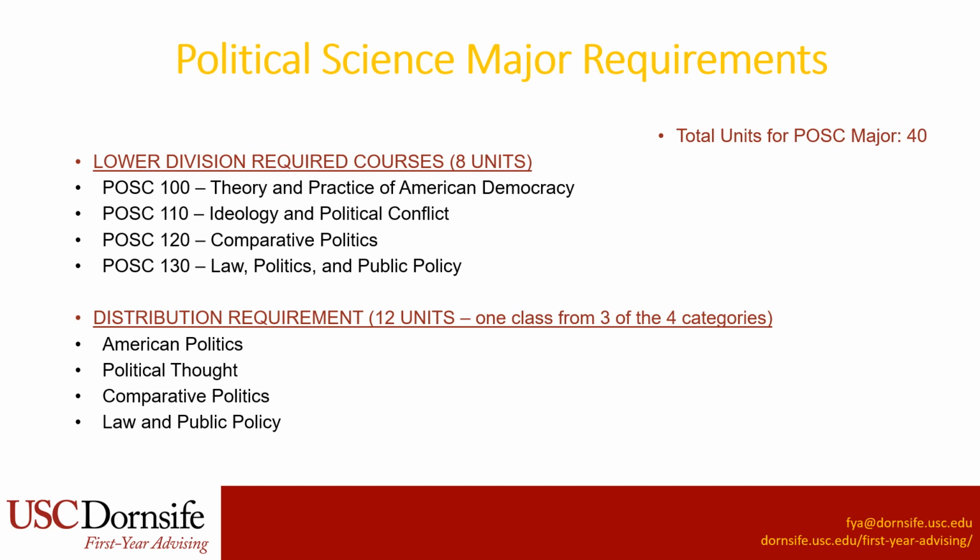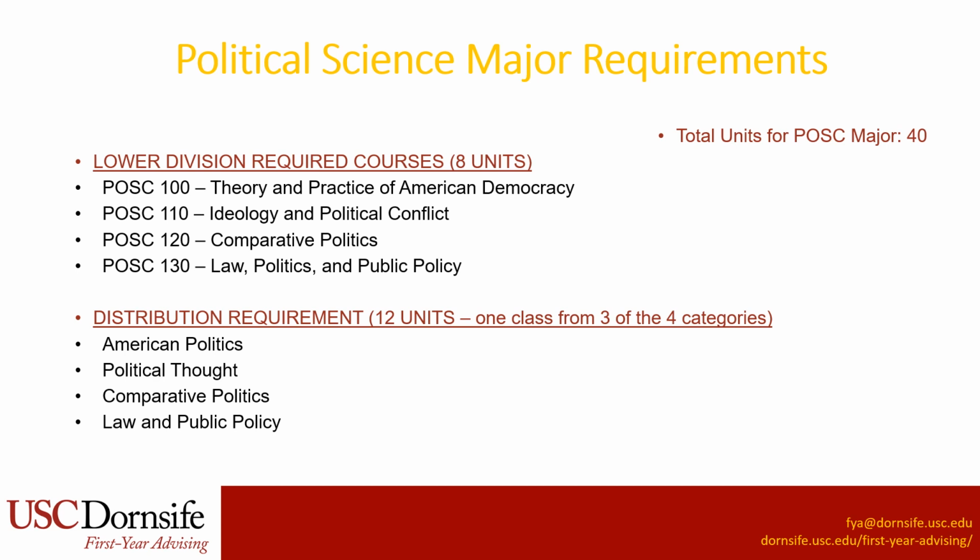So the political science major requires a total of 40 units. And the requirements that you'll take throughout your time at USC are divided up into a few different sections. The first section is going to be the lower division courses, in which you will choose 2 from these 4 classes. So chances are you will be completing these lower division classes throughout your first year here at USC.